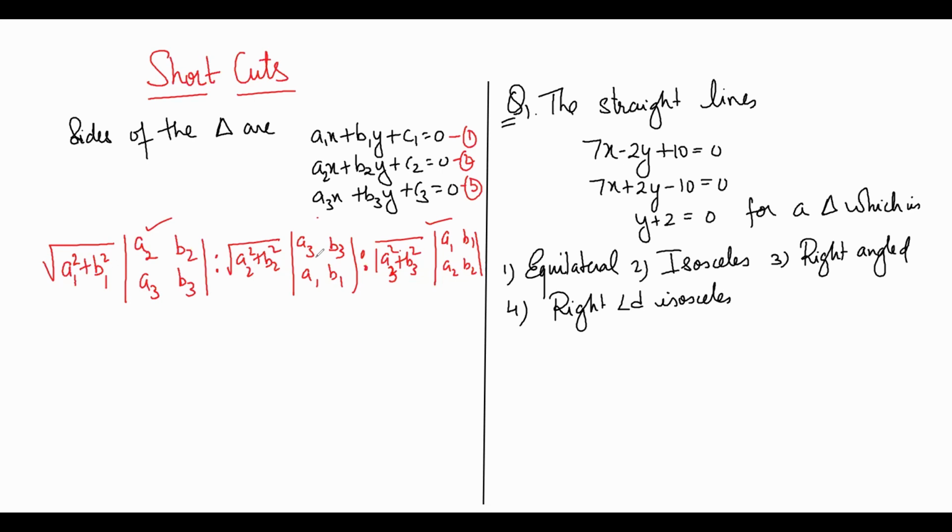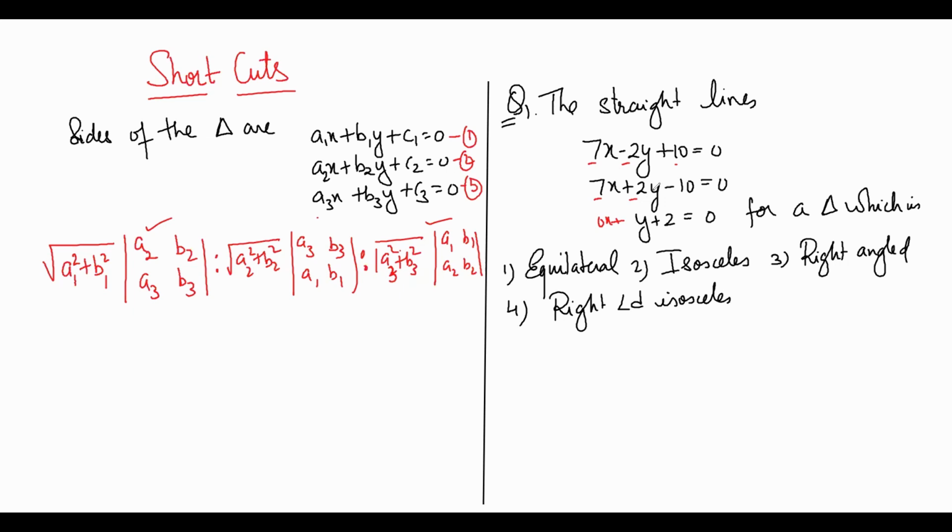Okay. So now this is an example of this type of question. The straight lines these, that means these are three sides of the triangle, and you have to check whether the triangle is equilateral, isosceles, right angle or right angle isosceles. So using this formula, you can get this. This is A1, this is B1 and C1. We don't need constants in this formula. This is A2, B2, and A3 is 0, that is the coefficient of x, and replace this by this, and the coefficient of y is here 1.